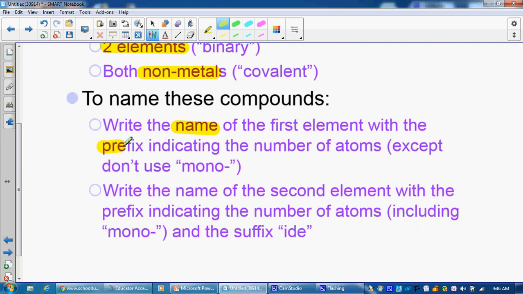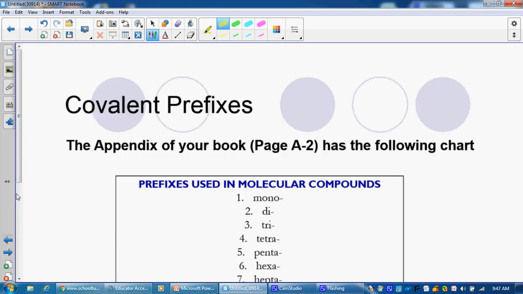using a prefix, and I'll show you the prefixes in just a second. The only one you don't use on the first element is 1. If you only have 1 of the first element, you do not write anything. You just write the name of the element. The name of the second element then, still going to end in IDE, and you are going to use your prefix with all of these. Okay, so we'll go through the prefixes and I'll show you how to do this.